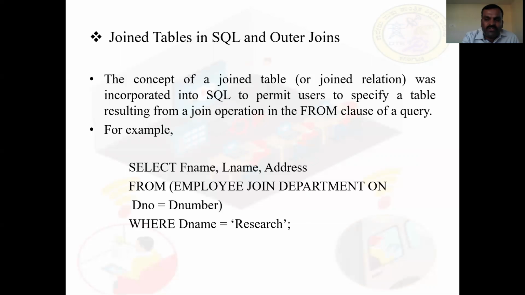Here, the from clause contains a single joined table. The attributes of such a table are all the attributes of the first table, employee, followed by all the attributes of the second table, called department. The concept of a joined table also allows the user to specify different types of join, such as natural join and various types of outer join.